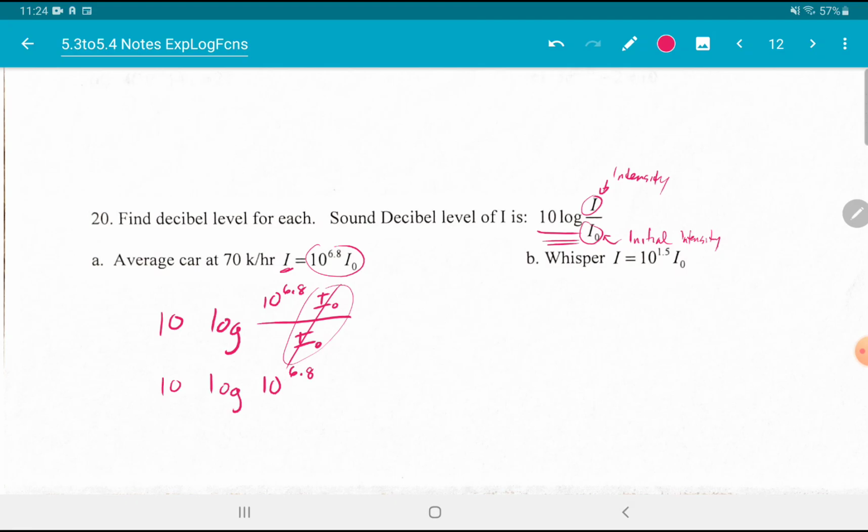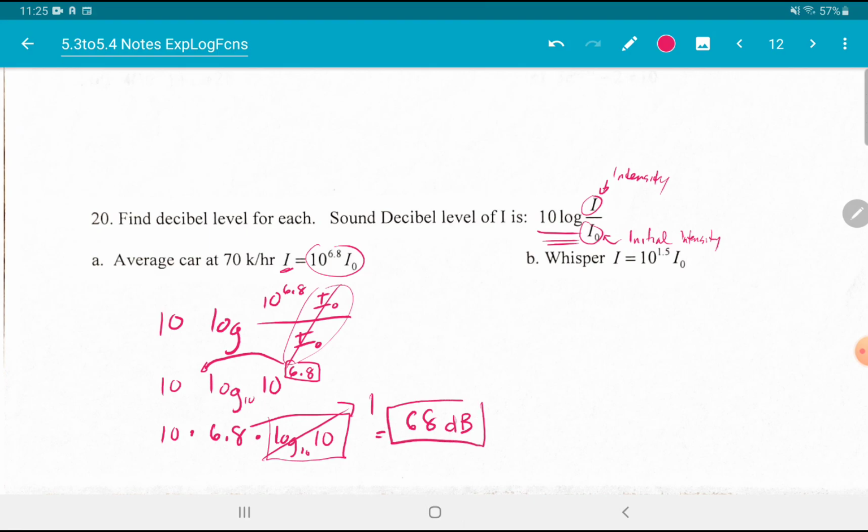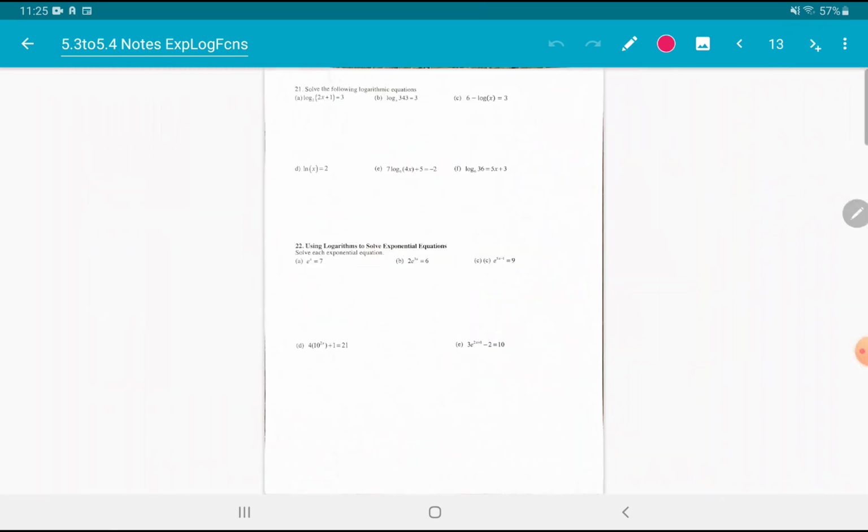Okay. And then hopefully one thing you're also seeing here is that because it's technically a base 10, and we do have an exponent there, we can actually bring that exponent down. So we have 10 times 6.8 times log base 10 of 10, and that is just the equivalent value of 1. So you really just have 10 times 6.8, or that is 68 decibels. We call that dB. You see lowercase d, uppercase b. 68 decibels. Let's go on to the next page.